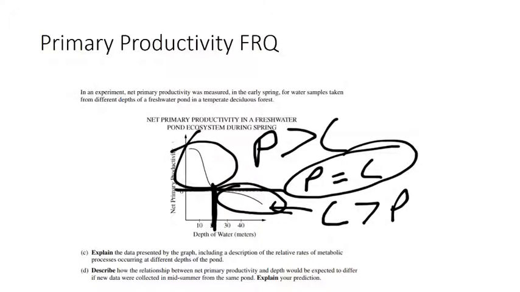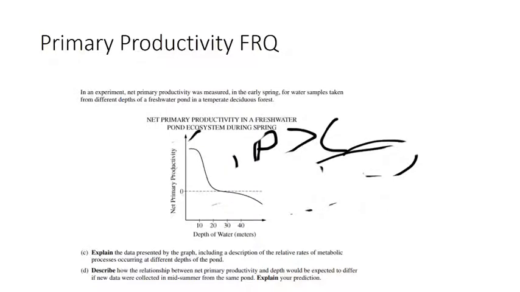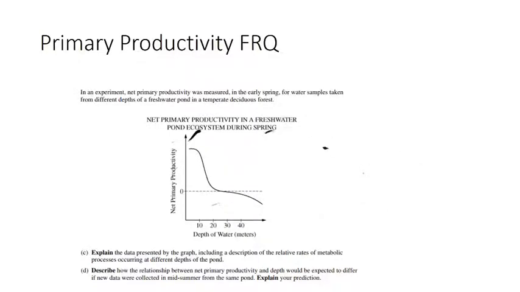Let's look at the last part of the question, part D. Describe how the relationship between net primary productivity and depth would be different if new data were collected in the midsummer for the same pond, and explain your prediction. So in the summer, we might be getting a little bit more direct sunlight, which means more light might go just a little bit deeper. And if that's the case, the break-even point, instead of being at 20, might be maybe at 30. So this graph might shift up a bit because there might be more light present.